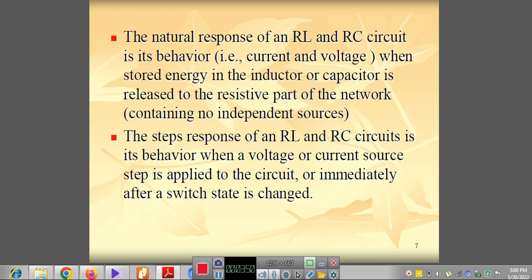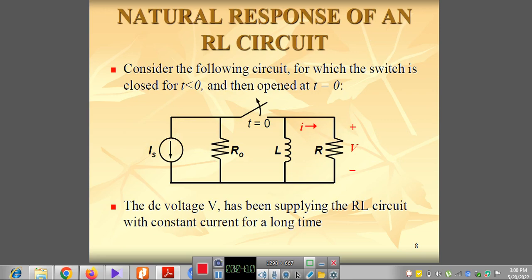The step response of an RL and RC circuit is its behavior when a voltage or current source step is applied to the circuit, or immediately after a switch state is changed. This is the natural response of an RL circuit.